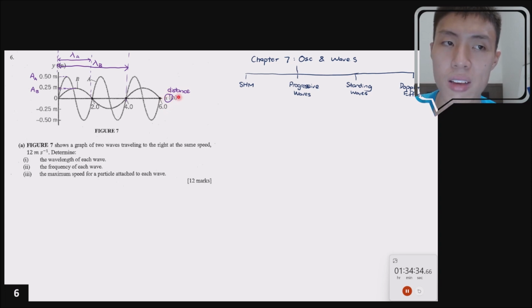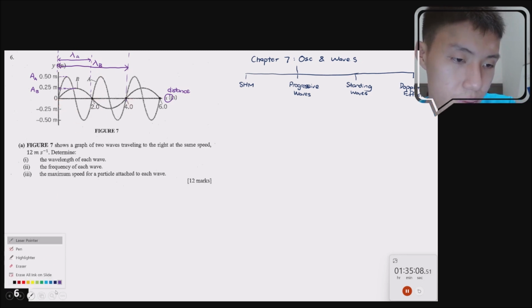Always check your axis. If it's time, then one complete oscillation will be the period. If it's distance, then one complete wave cycle will be the wavelength. So in this case, this is wavelength, not period. Are we okay? If we are okay already, then we can proceed to solve the problem. They ask for wavelength first, so we have the answer. We just need to read it. For wave A, the wavelength is 2 meters. For wave B, the wavelength is 4 meters.